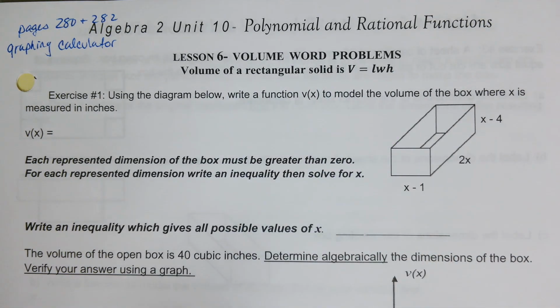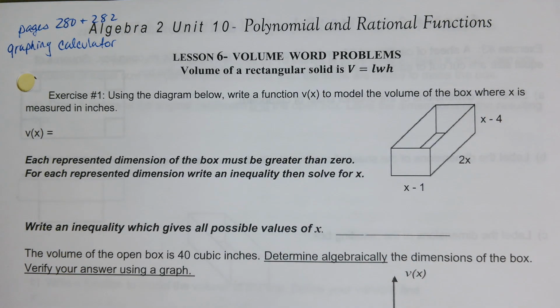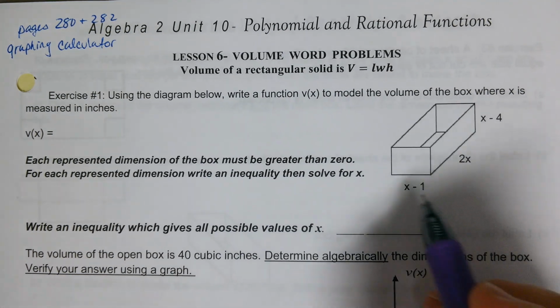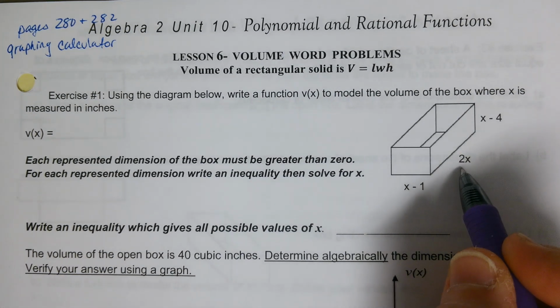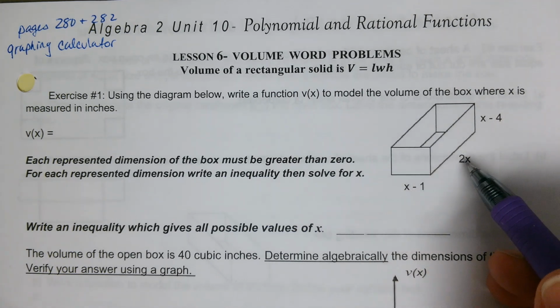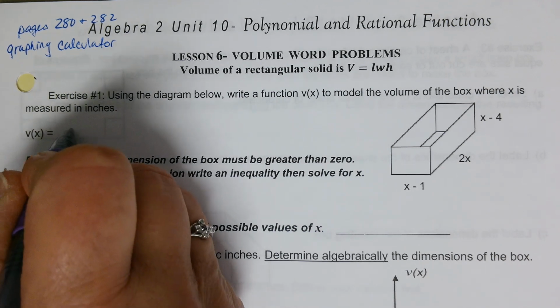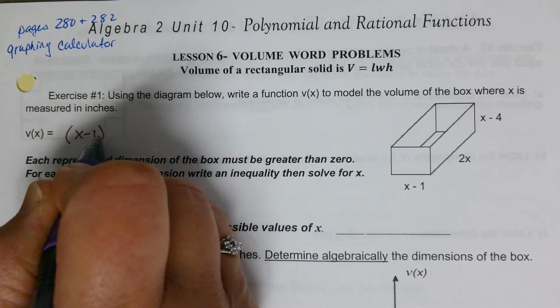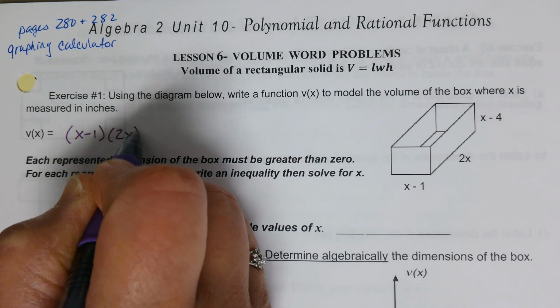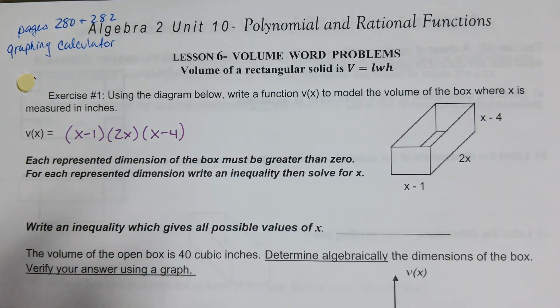width times height. Using the diagram below, write a function V of x to model the volume of the box where x is measured in inches. So we have the dimensions here, x minus 1, 2x, and x minus 4. Length times width times height. V of x is equal to x minus 1 times 2x times x minus 4. And the order in which these are written does not matter.